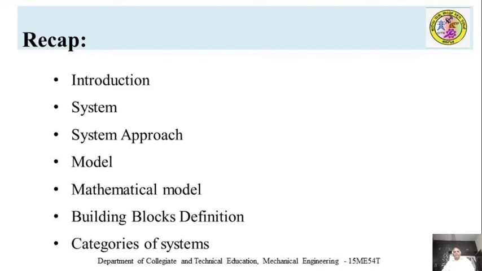So under categories of system we have ideal system. Ideal system is a system in which input energy is equal to output energy. That means there is no loss of energy in the process in between input and output. And we have other systems like mechanical system, electrical system, thermal system, hydraulic system, and so on.